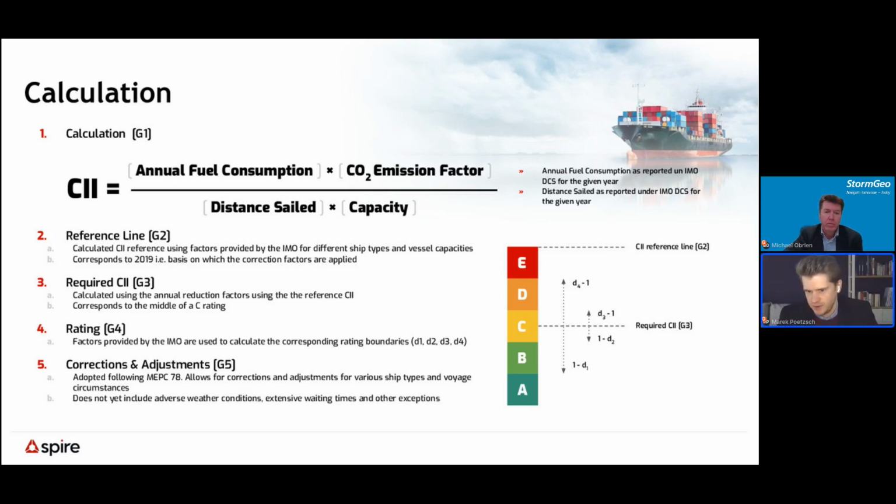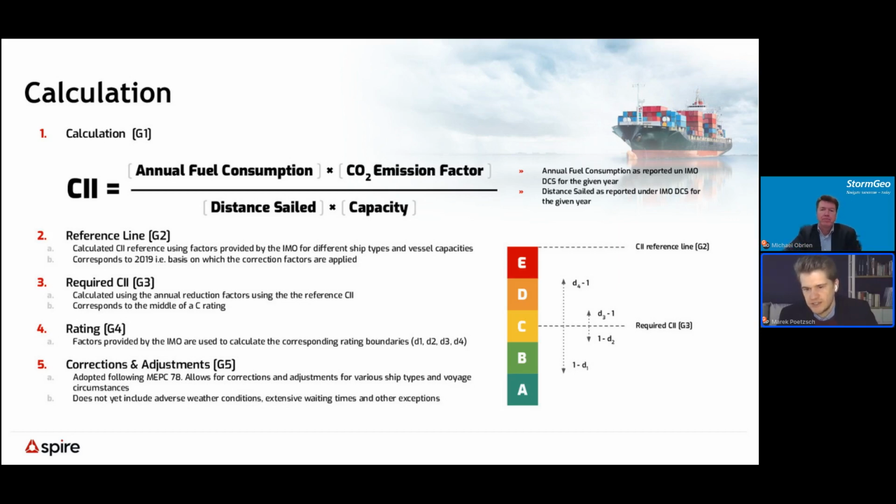Then as a second step, going away from the vessel a little bit, a reference line is calculated. And that reference line refers to the ship type and the vessel's capacity. And based on that, you get a reference of what a ship of that size has as a reference. And from that reference point, in the third step, the required CII is calculated.